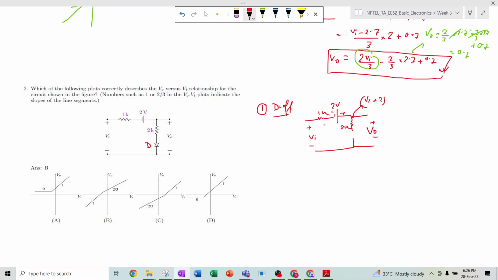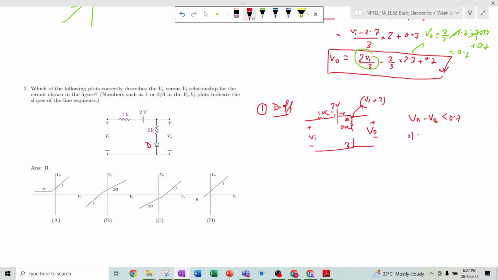No current is flowing in the circuit, so there will be no voltage drop across this 1k resistor. So simply this voltage Vi will add up with 2, and it comes to this node, right? This is node A, this is node B. Now similarly, if Va minus Vb is less than 0.7 volt, which is the cut-in voltage of the diode, then the diode will be off.